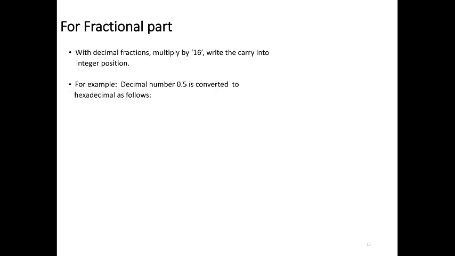Next, that was for the integer part. Now we'll see the fractional part. Okay, so for the fractional part, repeated multiplication with 16 and write down the carry, which is in the integer position. So see, for example, the decimal number 0.5 is converted to hexadecimal. So see the procedure, 0.5 into 16.